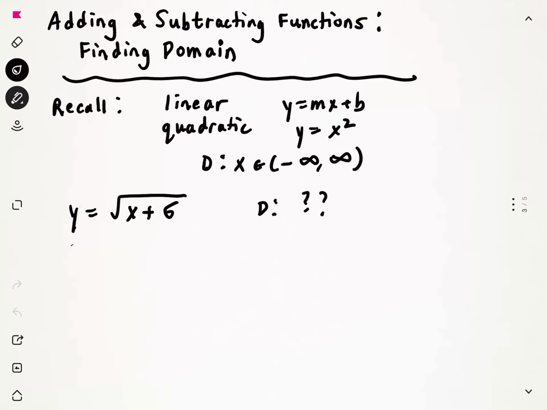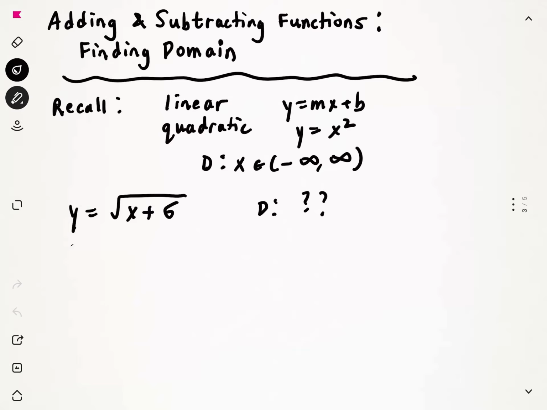Some other types of functions that show up in these questions, however, are radical functions, and you've already studied those in 12A with Ms. Johnson, but let's do a little review of this. How do we get the domain of y is equal to the square root of x plus 6? So first of all, this isn't an addition or subtraction function. This is just some review right here. How do you get the domain for the square root of x plus 6?